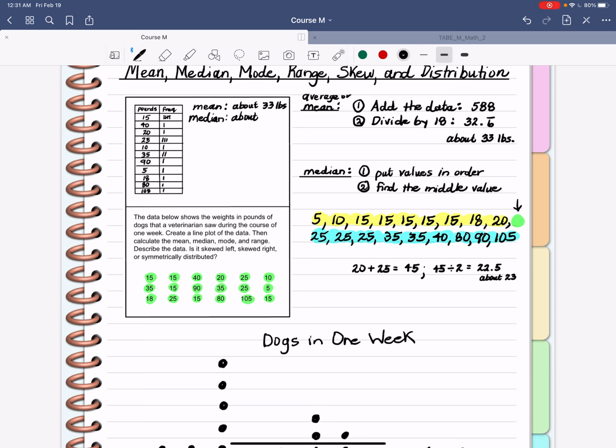So for these dogs that came into the clinic, the middle weight was 23 pounds. Even though none of the dogs actually weighed 23, that would be the median weight if we were to calculate that.